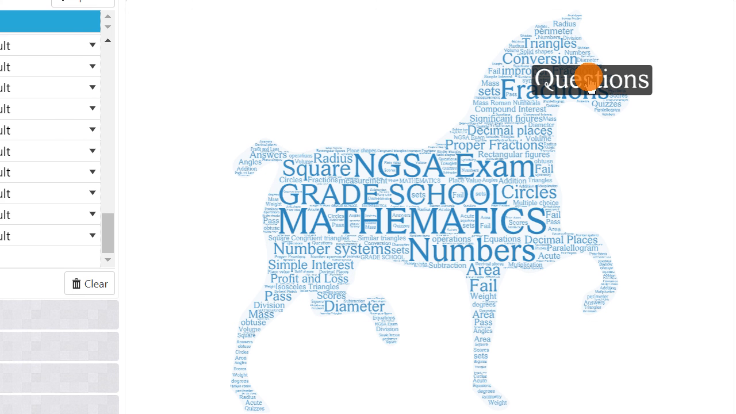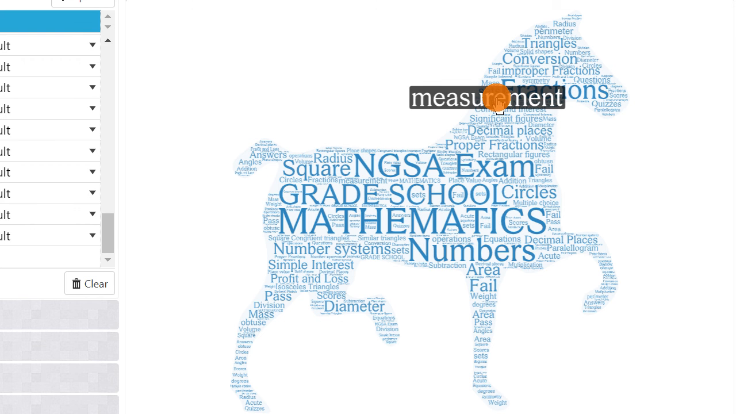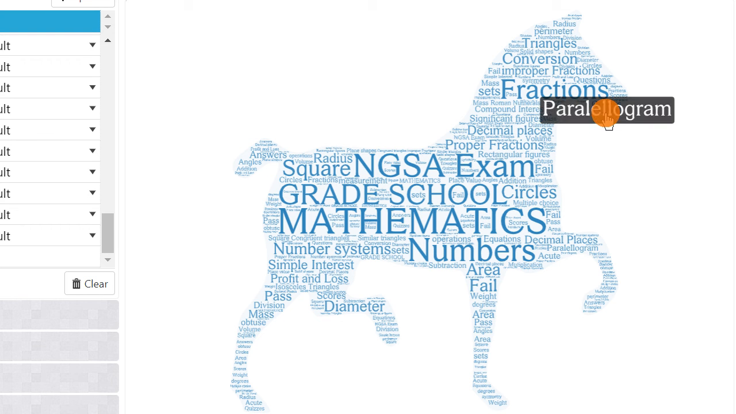Questions come in the exam related to significant figures, simple interest, measurement, sets, mass, compound interest. And what's at the bottom of the horse's nozzle here? The parallelograms, quizzes, scores, degrees, etc.